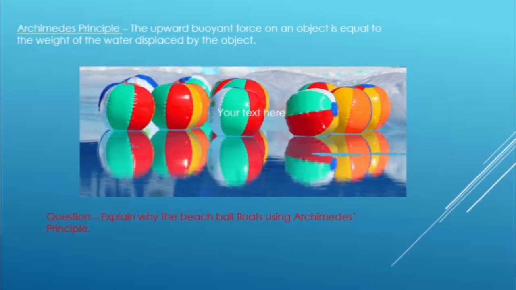So suppose we toss a beach ball into a pool of water. The beach ball is easily going to float, and so my question for you is to explain, using Archimedes' principle, why does the beach ball float?